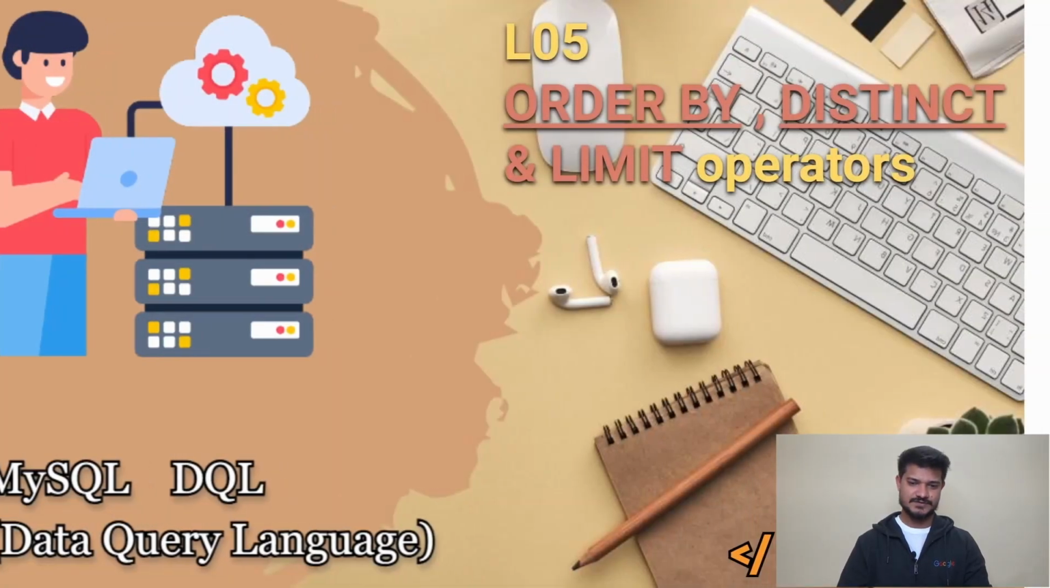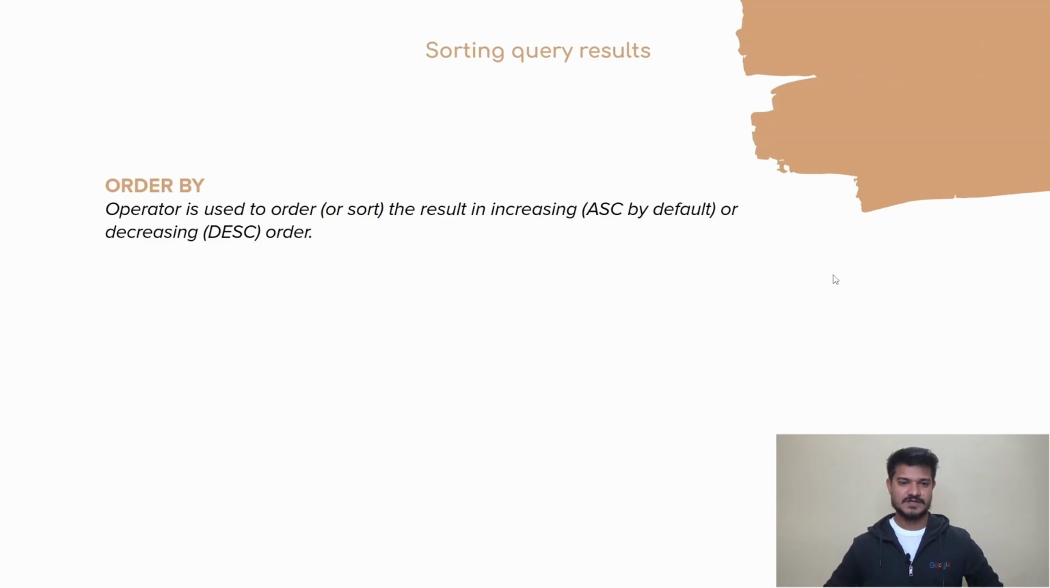Alright, so here we go. Let's start with the order by operator. Till now what we have seen is that you can fetch the results from certain queries, and if you want to apply a certain condition, you can do that using the where operator. Now, what if you want to get the result in a certain sorted order? That you can do using the order by operator.